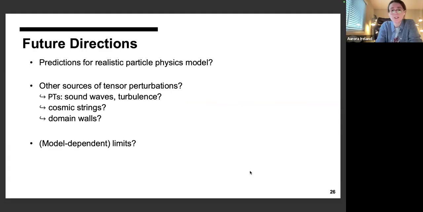In terms of future directions, the number one thing I want to do is see if these phase transition parameters can come out of a realistic particle physics model, because that would be interesting. And then you could also look at other sources of tensor perturbations. Here we just focused on the bubble collision stage, but you can also have them from the sound wave and turbulence phases, from cosmic strings, domain walls, and then also just setting some limits on late time phase transitions, because I was surprised how few there were.